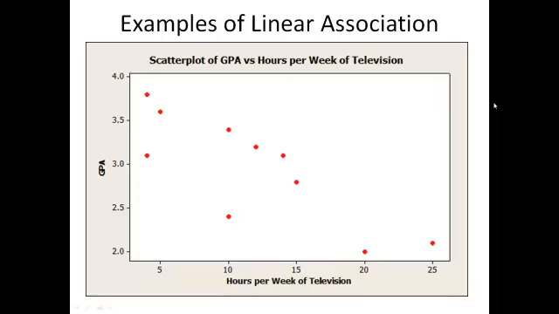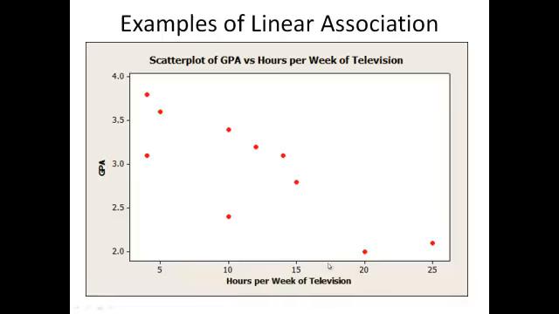And here's another example. Again, we've got about 10 individuals, 10 students in this case, and on these students we're measuring their typical number of hours per week they watch television, and plotting that value along the x-axis, and plotting their GPA along the y-axis. So what we're seeing here is we've got several students who reportedly watch 4 or 5 hours a week of television, all the way up to 10, 15, 20, 25 hours a week of television. And what we can say again is there appears to be something like a straight line relationship here between hours per week watching television and GPA.